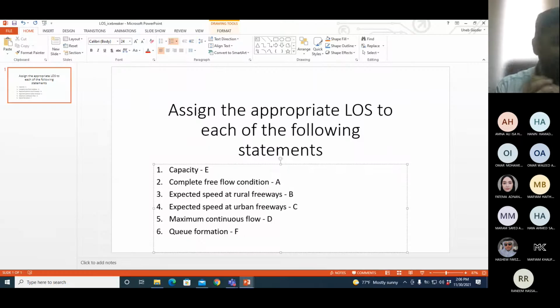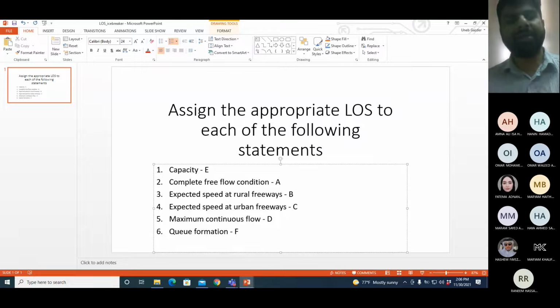Yeah, last one left was D. Okay, fine. Capacity is at E, complete free flow at A. If you are traveling on rural freeways, then you travel at expected speed up to level of service B. For urban freeways, it is C. Maximum continuous flow is D, and queue formation is very obvious at F. Okay, well done.